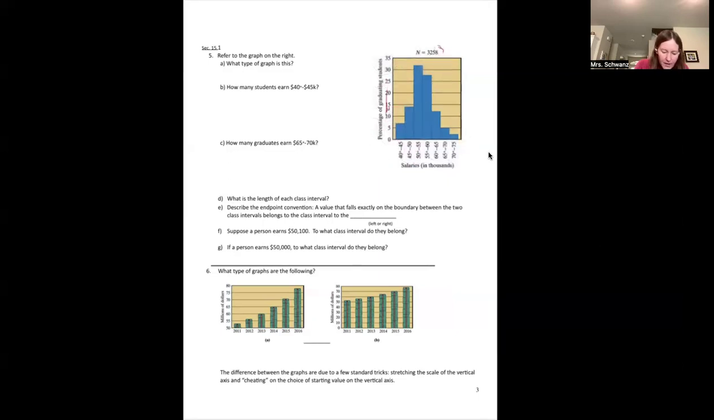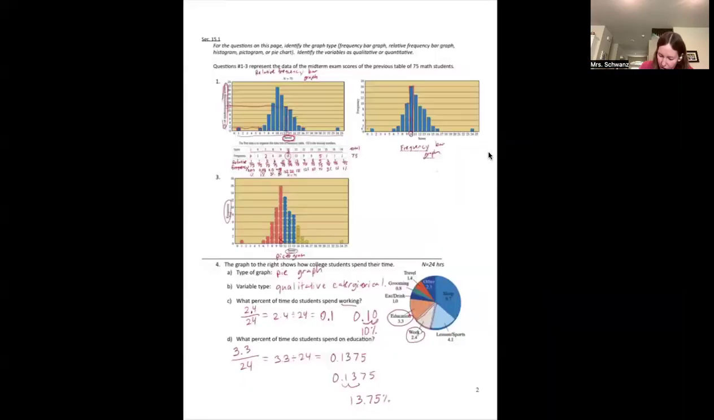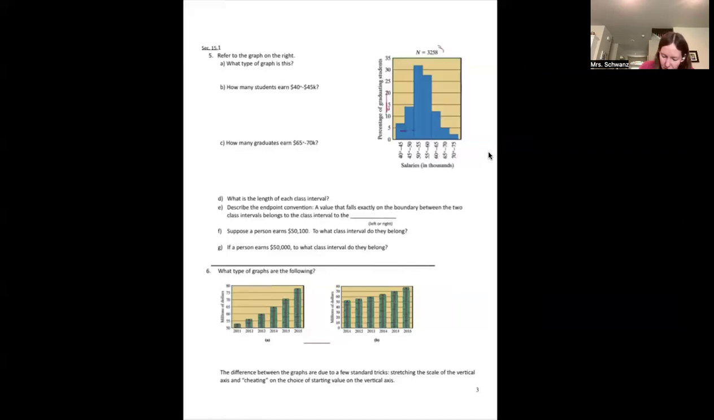Okay, so they say what type of graph is this? I'm noticing that these touch each other. The rectangles, unlike the pictures over here where there's space between each rectangle, these ones touch each other, so this is a histogram.